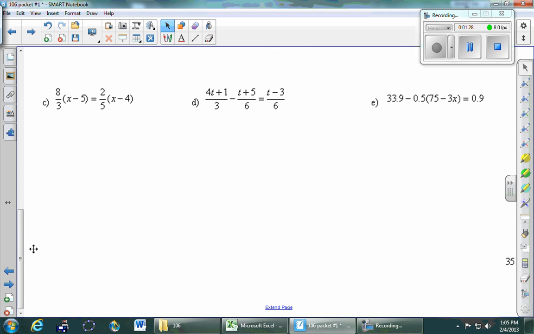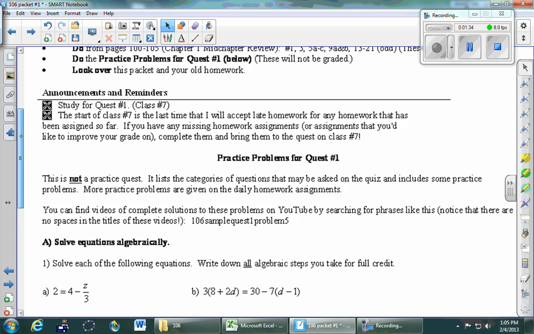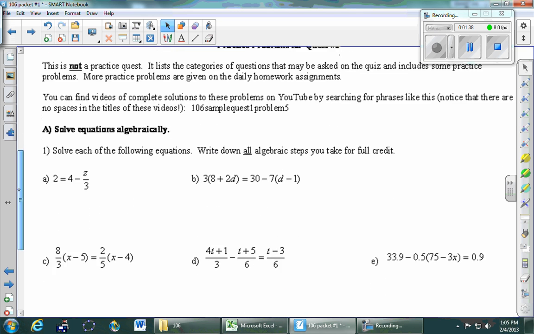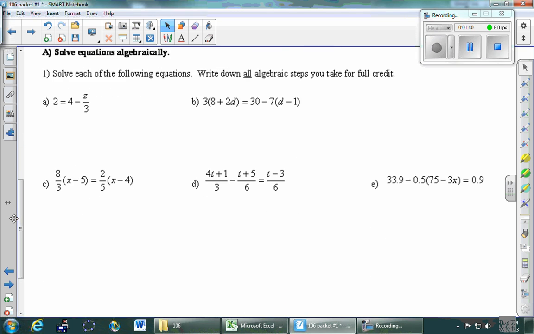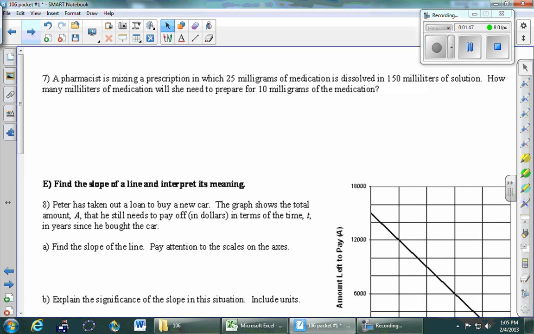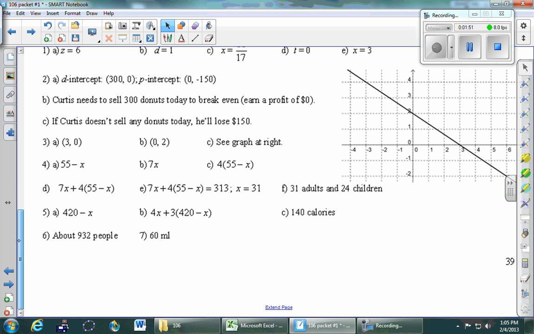It is definitely not too early to start studying for this thing on Friday. So right up here, you will find a bunch of practice problems to help you prepare for the quest. There's a lot of them here about solving equations. On the next page, it's about interpreting intercepts. And you keep going. Eventually, you'll find some word problems. And then after all that, you'll find an answer key. I do have answers typed out for you on page 39, so you can check your work.